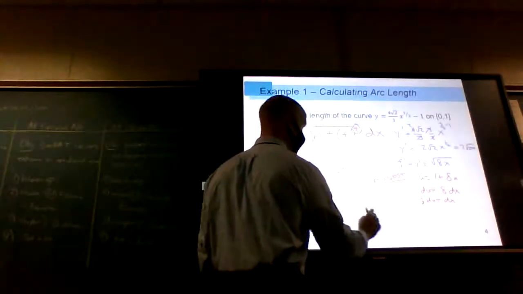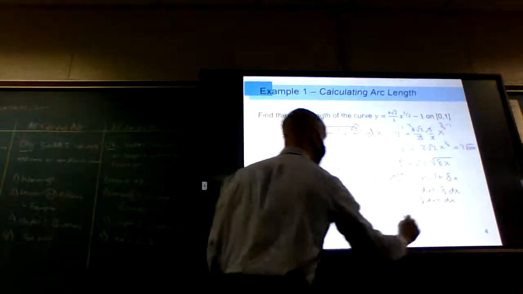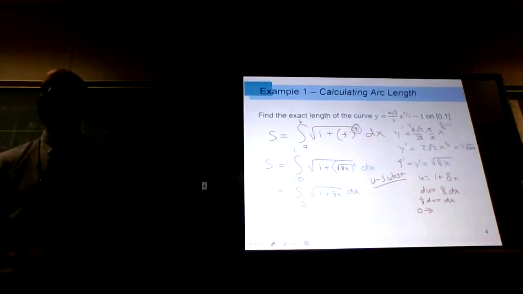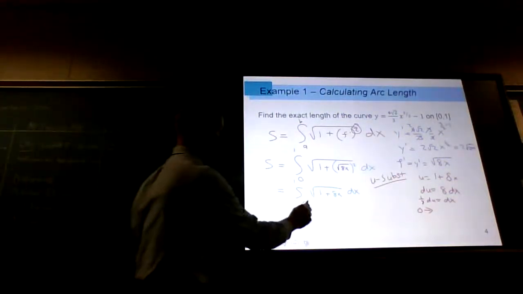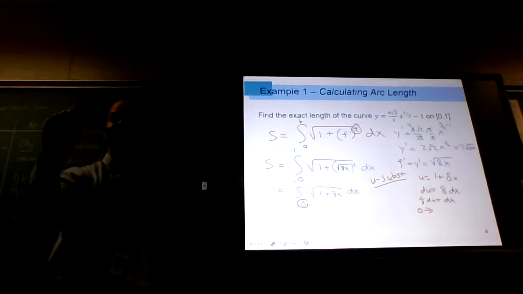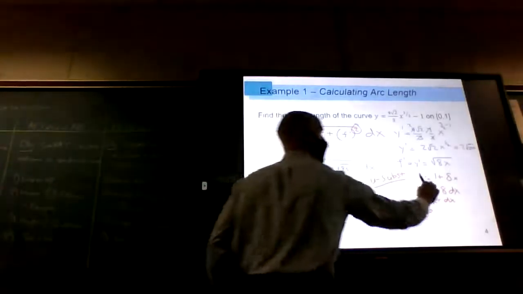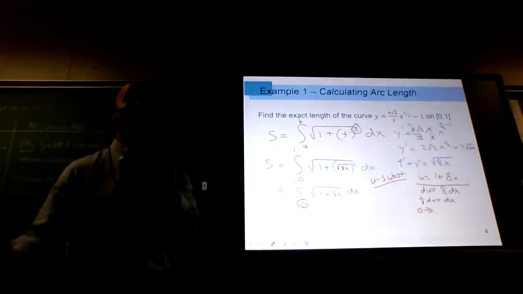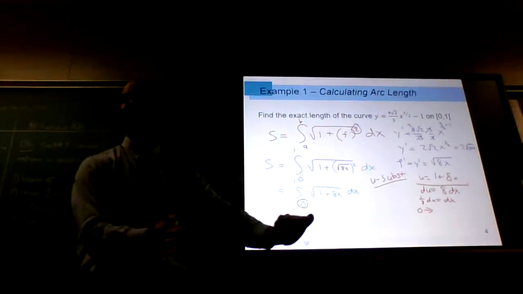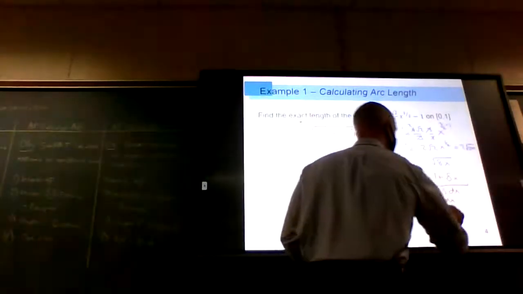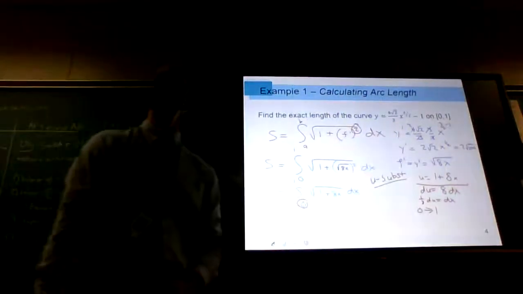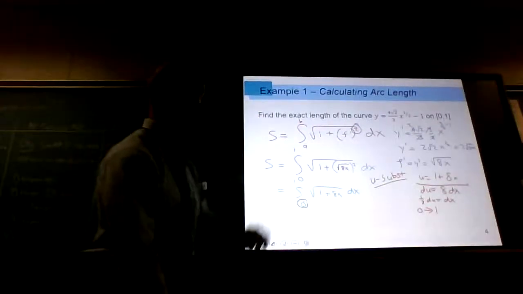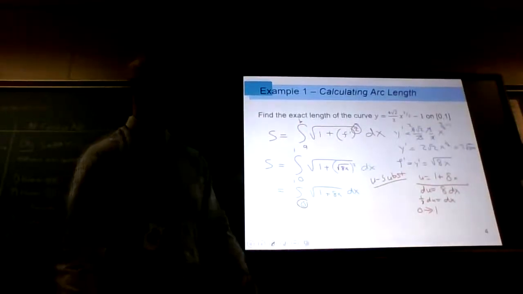Also, I would like to note that 0 will change to what? What will this 0 here change to? 1. You plug 0 into this, and you'll get 1. Does that make sense? So what I'm doing is I'm converting my entire integral into U. Okay, anyways, what does 1 change to? 9.